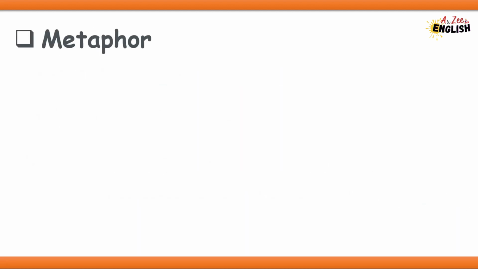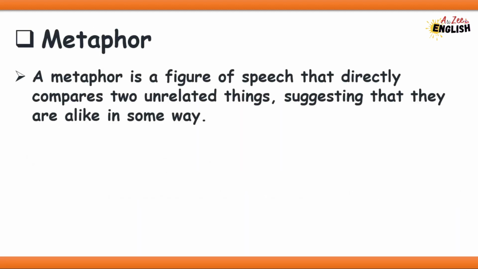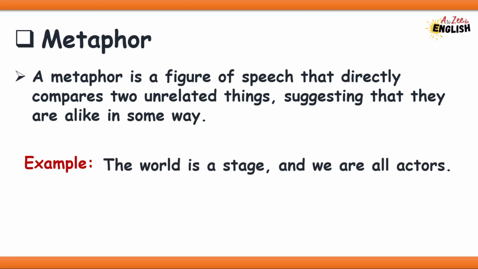Next type is metaphor. A metaphor is a figure of speech that directly compares two unrelated things, suggesting that they are alike in some way. For example, the world is a stage and we are all actors. In this metaphor, the comparison implies that life is similar to a theatrical performance, with individuals playing different roles.